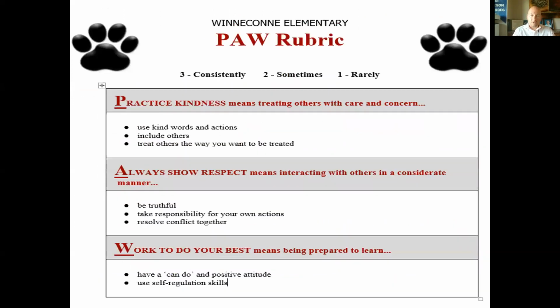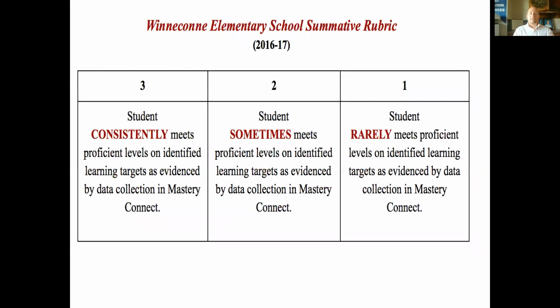At our elementary school, we have the same type of PAW rubric of consistently, sometimes, or rarely: practice kindness, show respect, and work to do your best. And then we look at all of the evidence and give our teachers the ability to use their summative judgment based on that evidence in what we use, which is called Mastery Connect. So here's a sample report card.